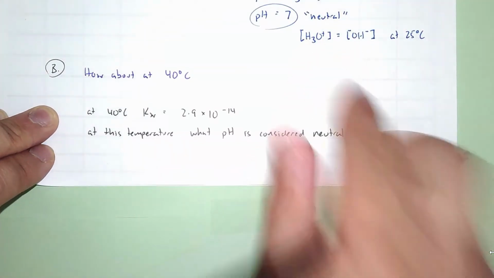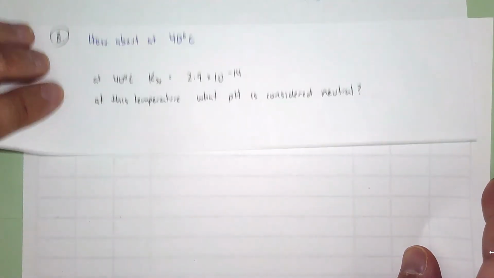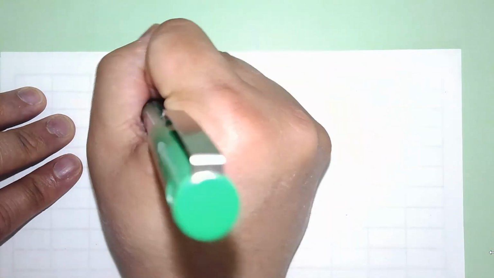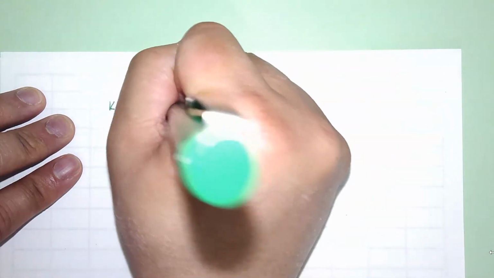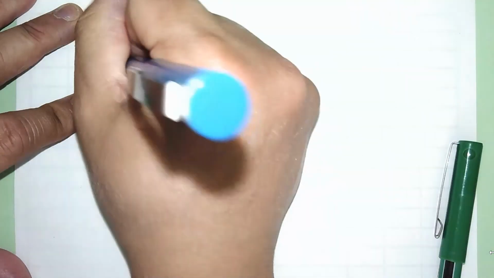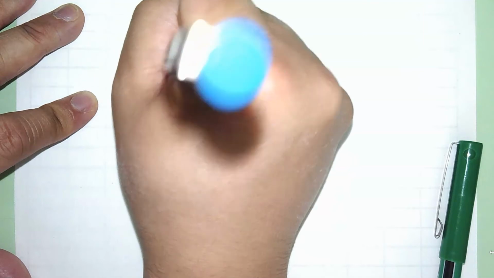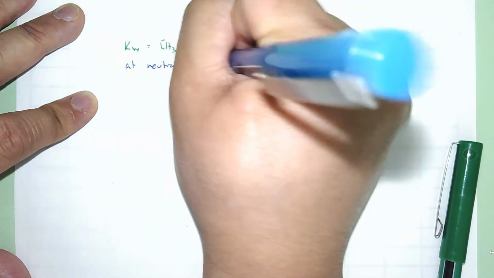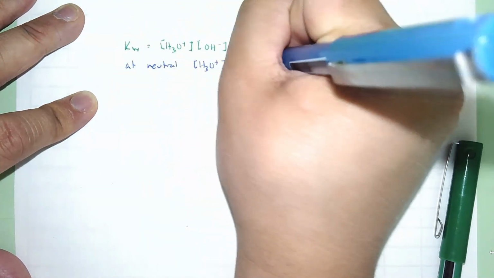That's what neutrality means. Let me start a new page. Let's do this calculation together, or you could do it on your own. Remember, that's the question right there. Well, we know that with pure water, Kw equals the concentration of H3O plus times concentration of OH minus. At neutral, concentration of H3O plus equals the concentration of OH minus.